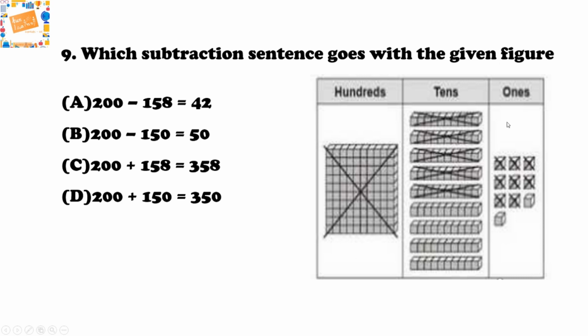This is the figure. It shows hundreds, tens and ones. Is it 200 minus 158 is equal to 42? Option A. Is it option B, 200 minus 150 which is equal to 50? Is it option C, 200 plus 158 is equal to 358? Or is it option D, 200 plus 150 is equal to 350?